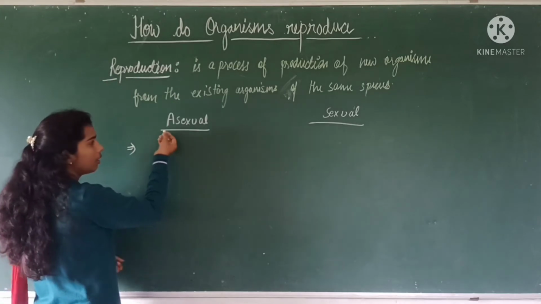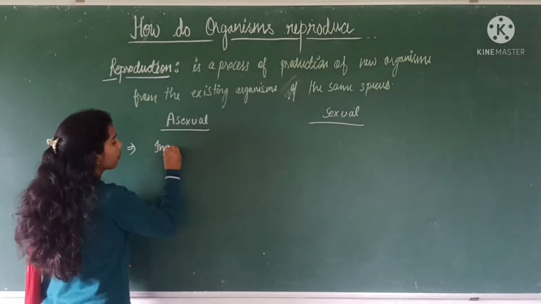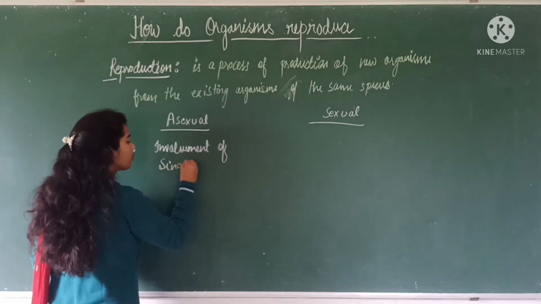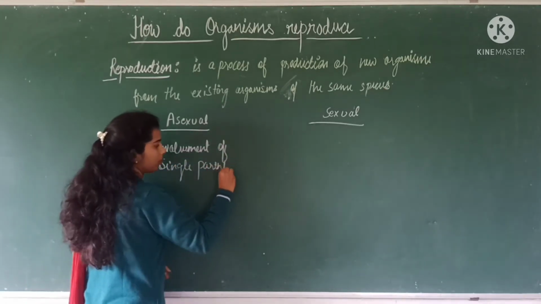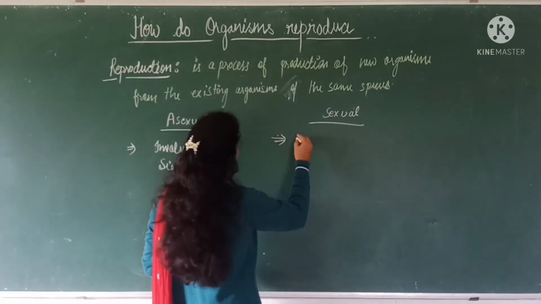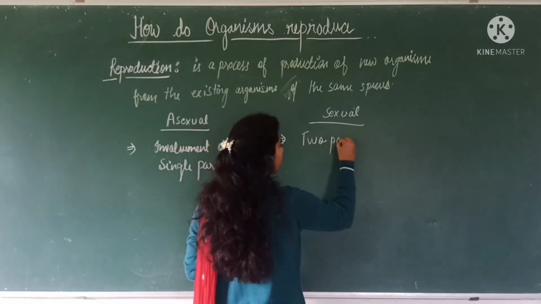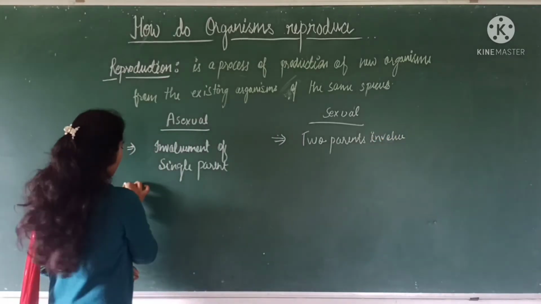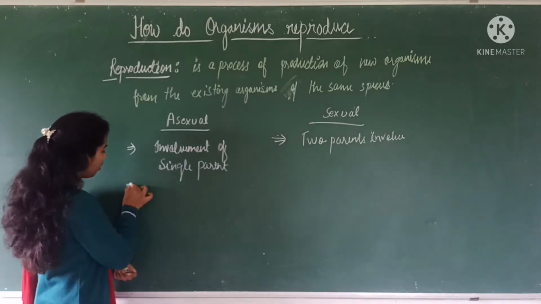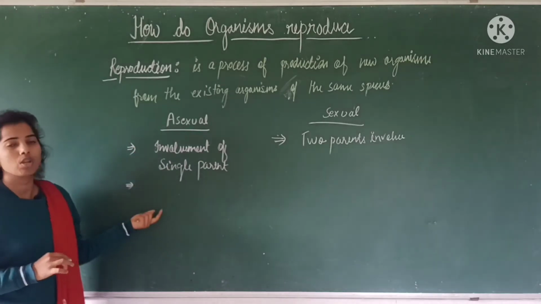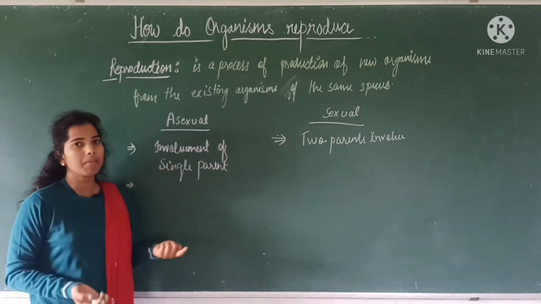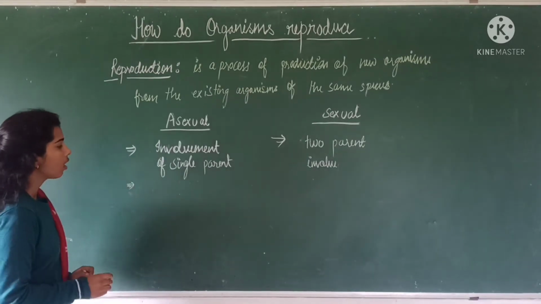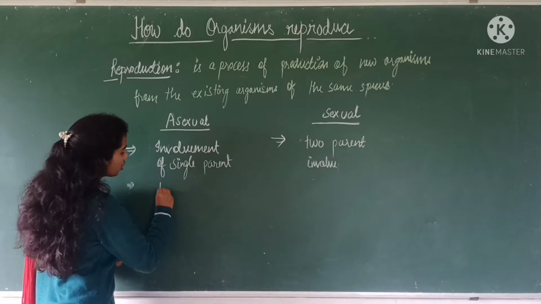So we can say here in asexual reproduction, there is involvement of a single parent, and in sexual reproduction two parents are involved. In asexual reproduction variations are less because only a single parent is involved and there is no copying of genetic material. So the next point is in asexual reproduction there is less variation.